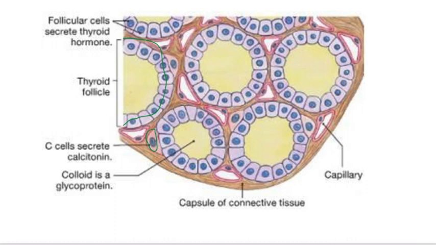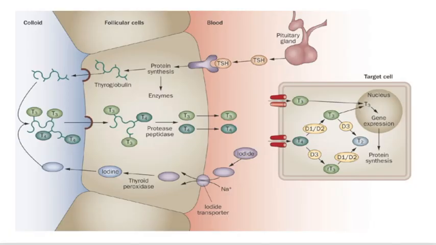So when we look at the synthesis of thyroid hormone, here's that colloid, here's those follicular cells, and then here's the blood system. So from that anterior pituitary, we get the thyroid stimulating hormone. It goes to a thyroid stimulating hormone receptor on the thyroid gland. It initiates protein synthesis. There's a couple enzymes involved, and we get thyroglobulin. Thyroglobulin goes into the colloid.